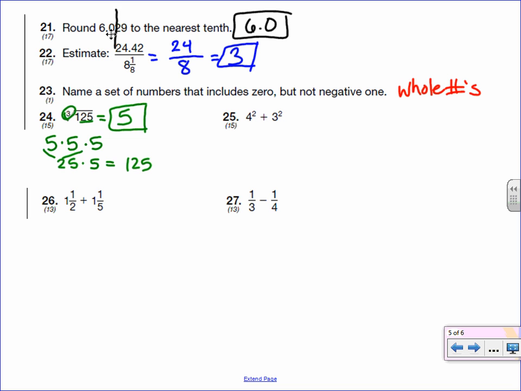In number 25, it says 4 squared plus 3 squared. 4 squared is 4 times 4, which is 16. 3 squared is 3 times 3, which is 9. And 16 plus 9 is 25.